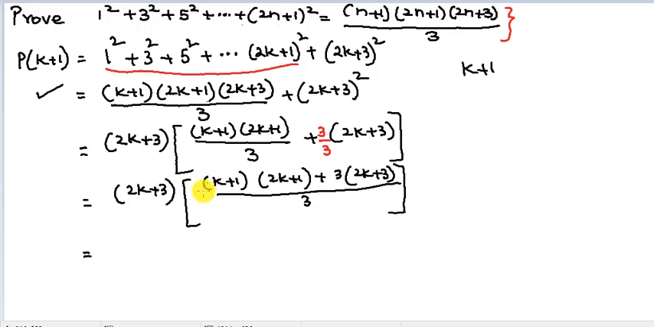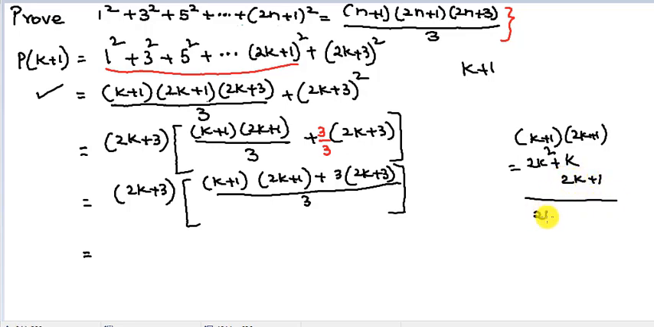Then what do we have? In the next step we are going to expand this, right? So k plus 1 times 2k plus 1 can be written as 2k squared plus k, plus 2k plus 1. If you add this up, 2k squared plus 3k plus 1. So we are going to substitute that.